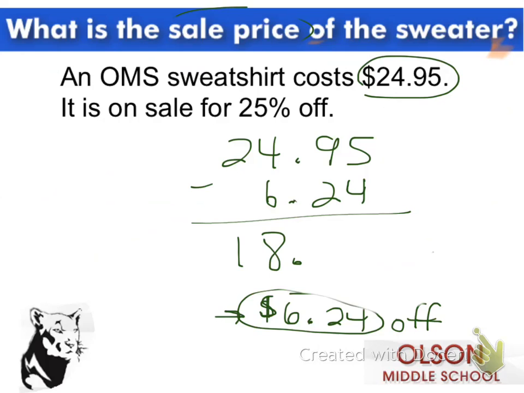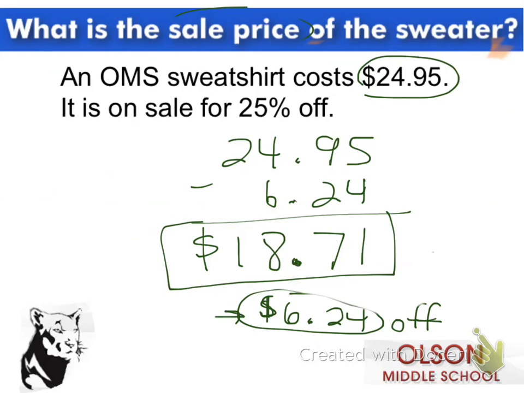So my final will be $18.71. Now I'm going really fast, but I keep pausing the video and using a calculator. So I'm assuming you're pausing this video as we go and you're actually doing the problems with me and not just watching and listening and writing things down and not thinking. You're not going to learn that way.